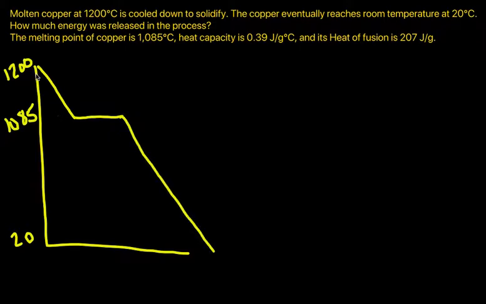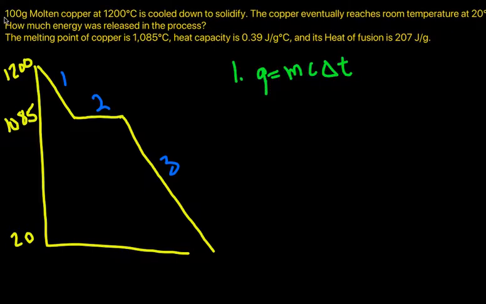Now, the key difference here, since it's going down, that means energy is releasing. That means our energy values will be negative. It's very important to have that negative in there to indicate that. So I'm going to label my segments 1, 2, and 3. For inclines and declines, we do specific heat. So this first decline is going to be specific heat. It's going to be Q equals MC delta T. So I forgot to put my mass in again, unfortunately, so I squeezed it in right here. We got 100 grams of molten copper.